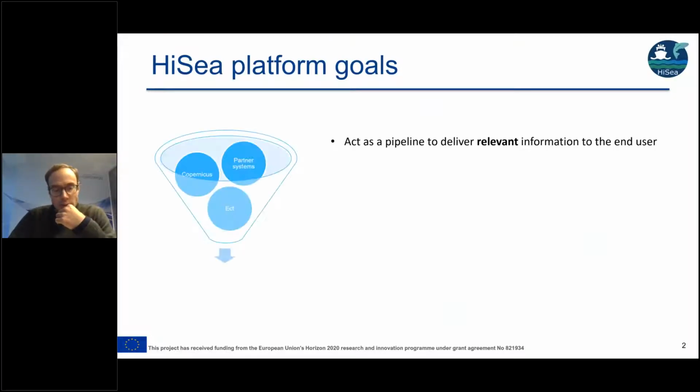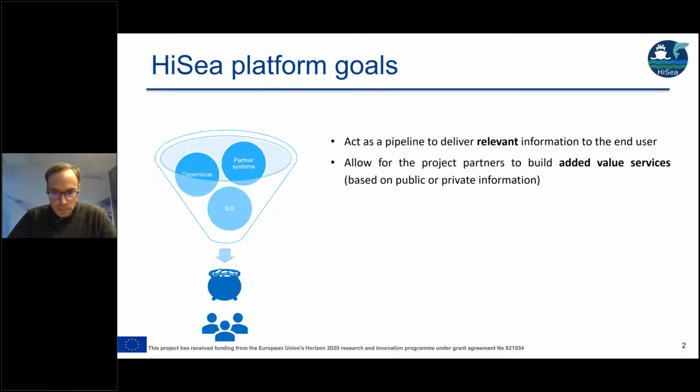The first thing that we wanted to do with the platform is that there are a lot of data out there from programs such as Copernicus. The partners here in the project are generating data. There are sensors on site. Big data is something that more and more is available. But what we really wanted to do was to build something of a pipeline that can filter this data out and make it easy for end users to take advantage of it.